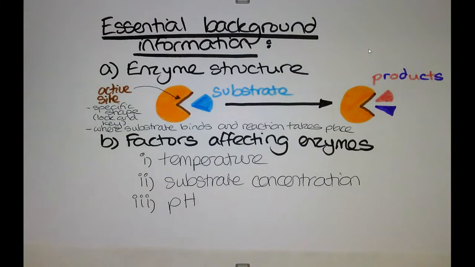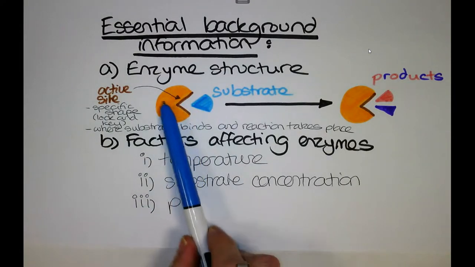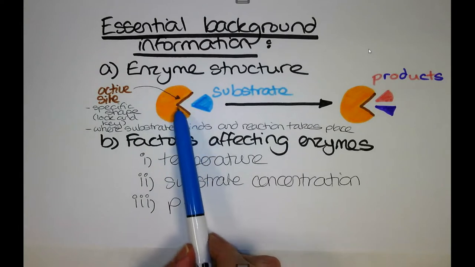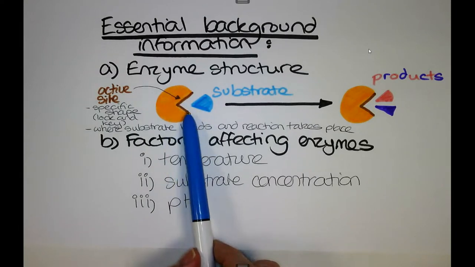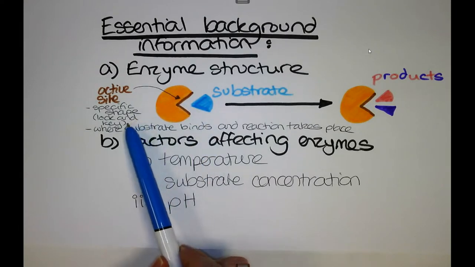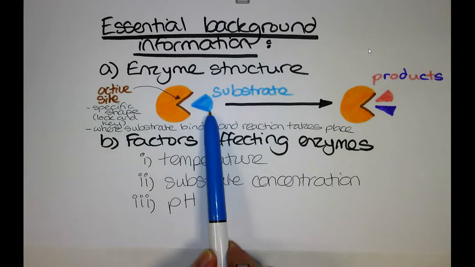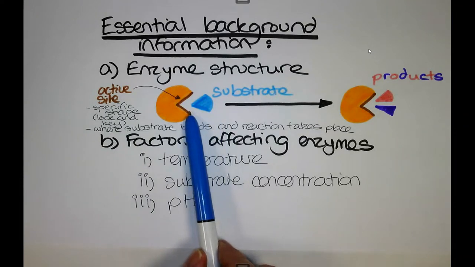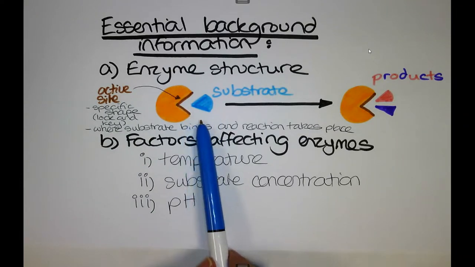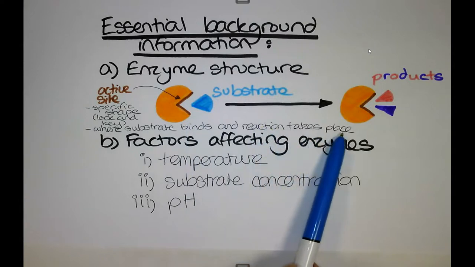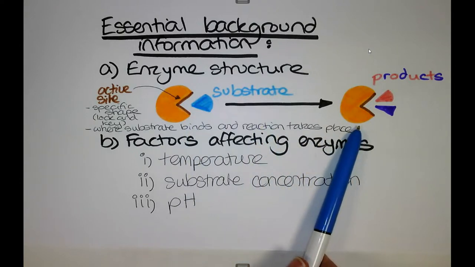You've got two key bits of background information. Something on enzyme structure. So remember the enzyme, often drawn like this. You've got a particular area of the enzyme called the active site, and that's specific. You might have heard of the lock and key mechanism. It's a specific shape, and it's where the substrate binds. That substrate will only bind to that particular enzyme because the active site is a specific shape. The reaction takes place, and you get some products produced.